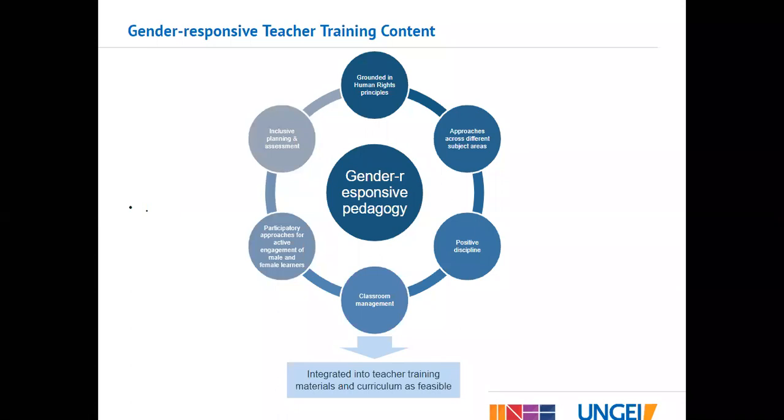Gender-responsive teacher training should be grounded in human rights and cover gender-responsive pedagogy and teaching methodologies. And this can be used across subject areas, positive discipline and classroom management, participatory approaches to ensure active management of female and male learners, as well as inclusive planning and assessment. In Mozambique and South Sudan, gender-responsive pedagogy teacher training has shown positive results. And I will now hand over to Erica Fotheringham at Plan International Canada to present this particular case study. Erica?